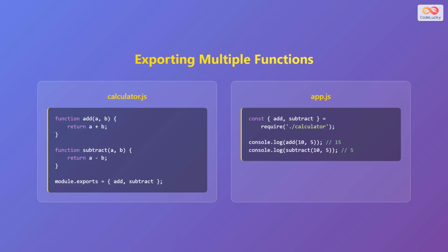Now let's see how to export multiple functions. Imagine we have a file named calculator.js. This file contains two functions, add, which adds two numbers, and subtract, which subtracts two numbers. To export both functions, we assign an object containing these functions to module.exports. In app.js, we can then require calculator.js and use destructuring to extract the add and subtract functions. After this, we can easily call these functions. For instance, add with 10 and 5 returns 15, and subtract with 10 and 5 returns 5.